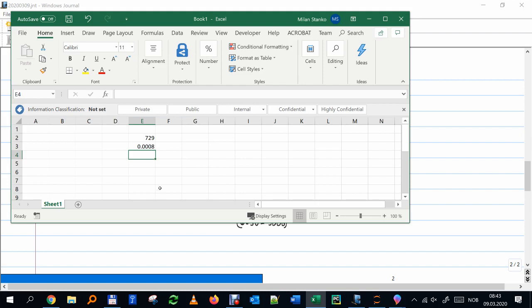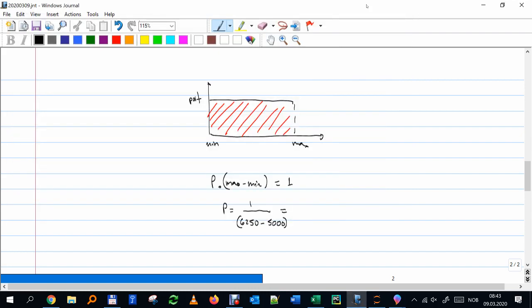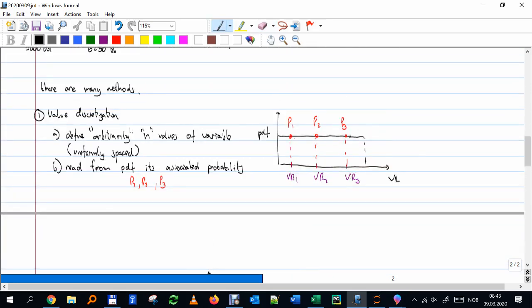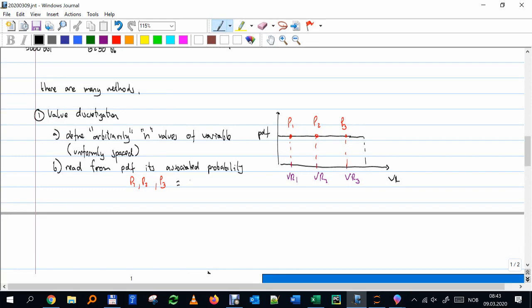Okay, 8 e to the minus 4. So that's the number. When I read here, those are the numbers that I'm going to get, 8 e to the minus 4. But the sum has to be equal to 1. So the next step is to normalize the probability.